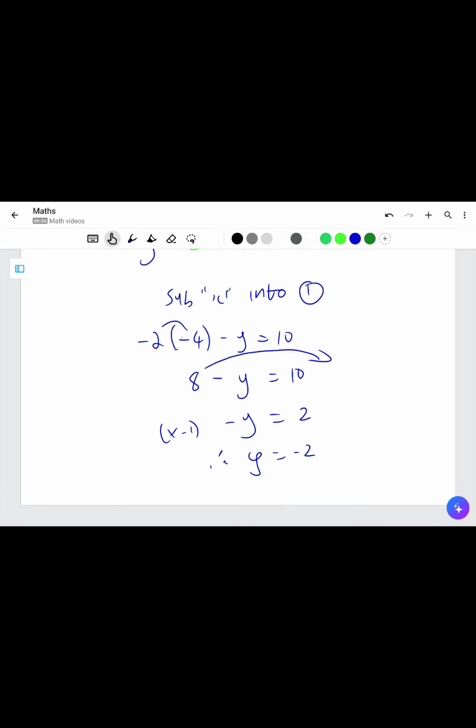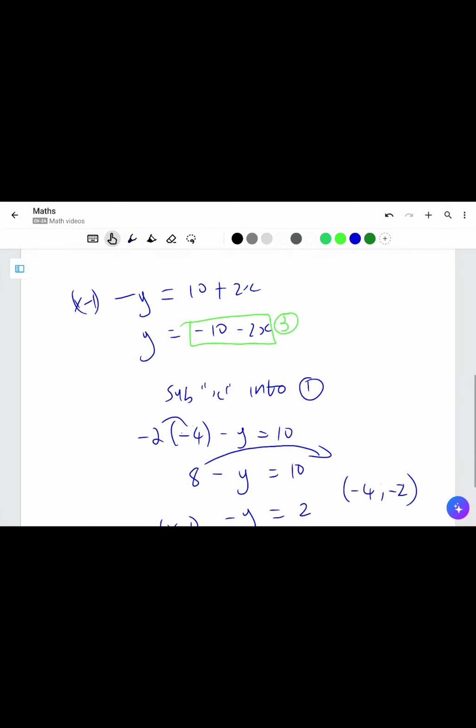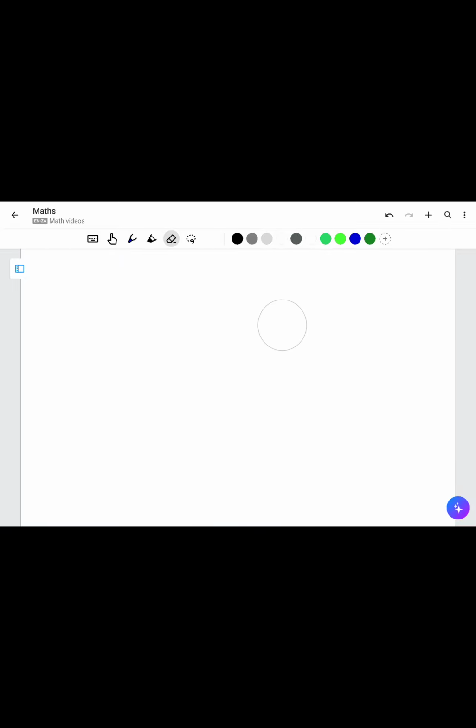Okay, so you guys have your solutions for this simultaneous equation. We know that x is negative 4 and y is negative 2. Okay, right, that is done. Simultaneous equation done. Okay, so I want to get this away here so we can jump into the next question.